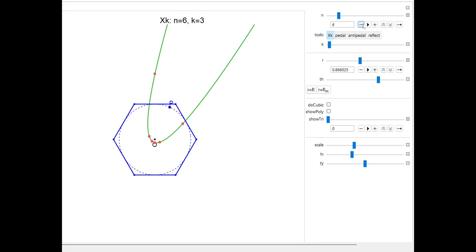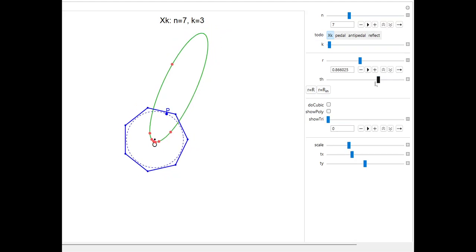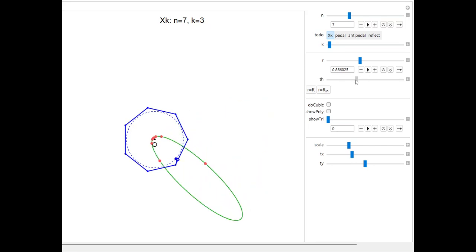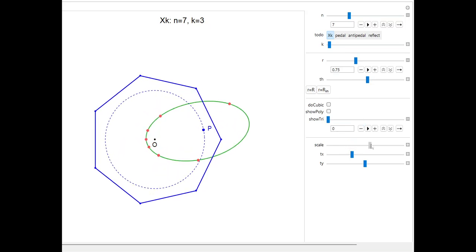Let's look at n equals 7. Right now I'm basically slightly inward with respect to the incircle, so I'm getting an ellipse. Okay, and if I rotate my P around this inner circle, let's go ahead and make this a little smaller so you can investigate this a bit better.